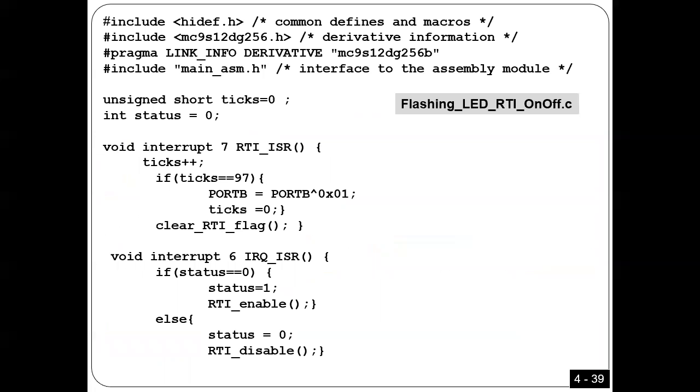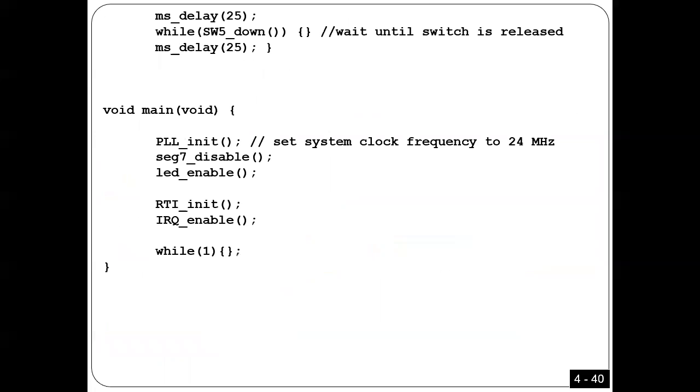Everything is the same. This is in assembly. How can you do the same thing in C? Now in C, number one, let's see the initialization first. In C, I have to write this one for RTI. Also, I have to write this one for IRQ. That's it. Once I wrote these two, it's now ready to use.